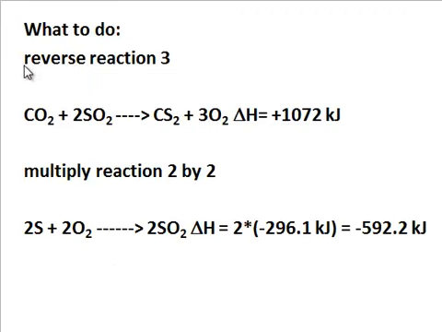Here is what we would do. First, reverse reaction 3. That reaction, written in reverse, as we've noted, changes the sign of delta H to positive. Then we could multiply reaction 2 by 2. That reaction is written here. Delta H, as we noted, is 2 times delta H for that reaction. So it has a value of negative 592.2.